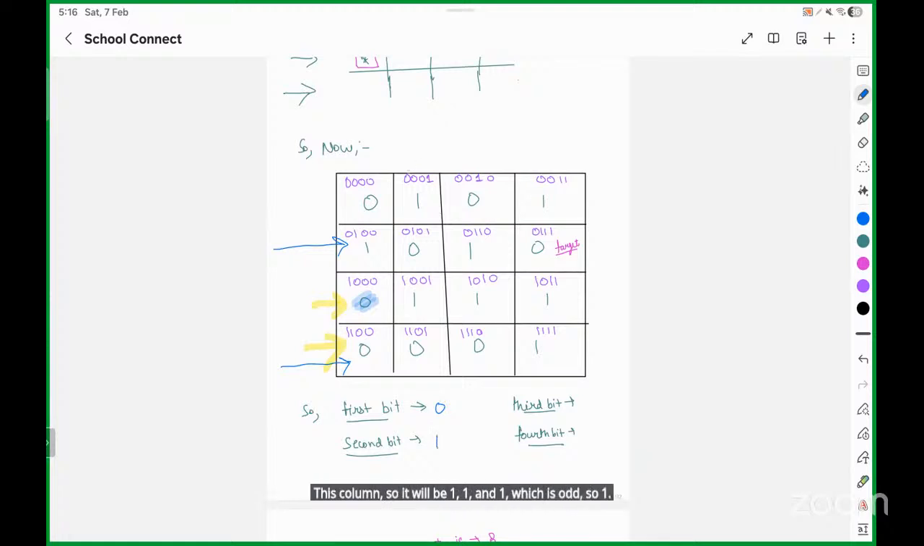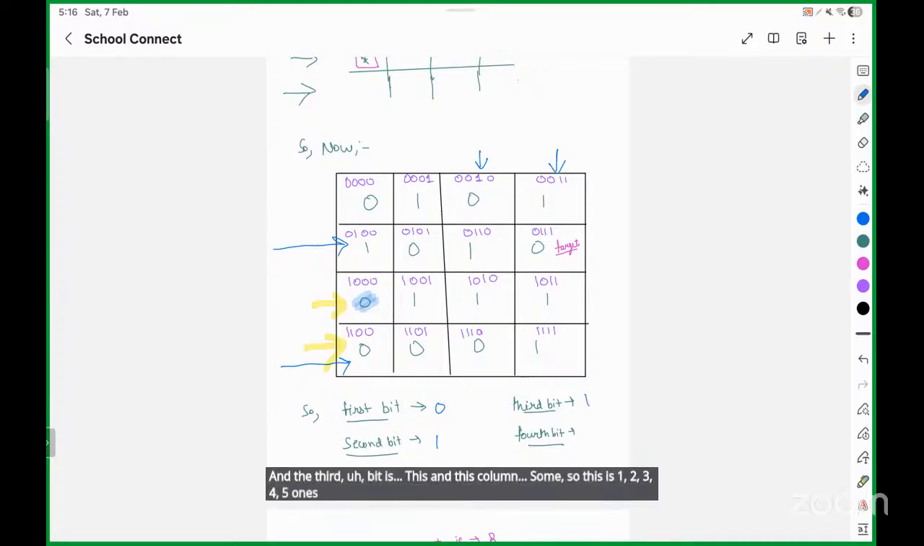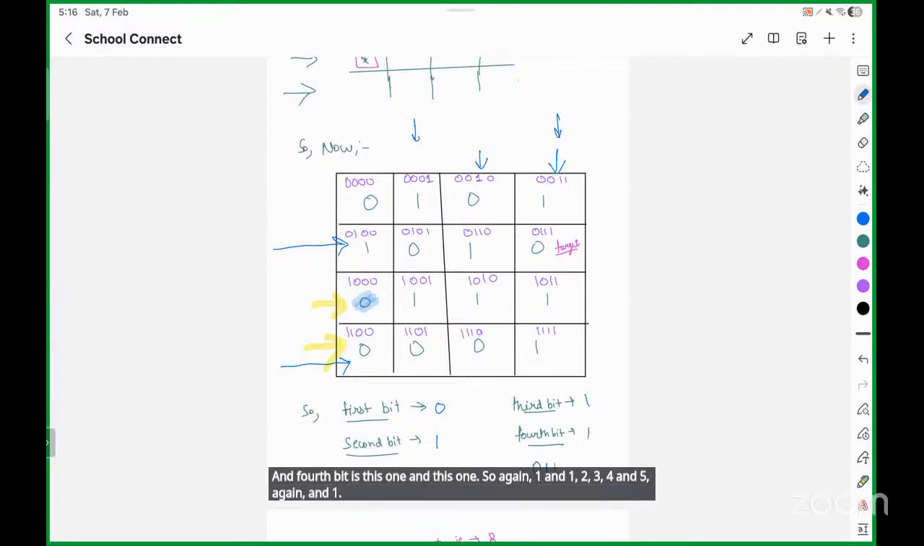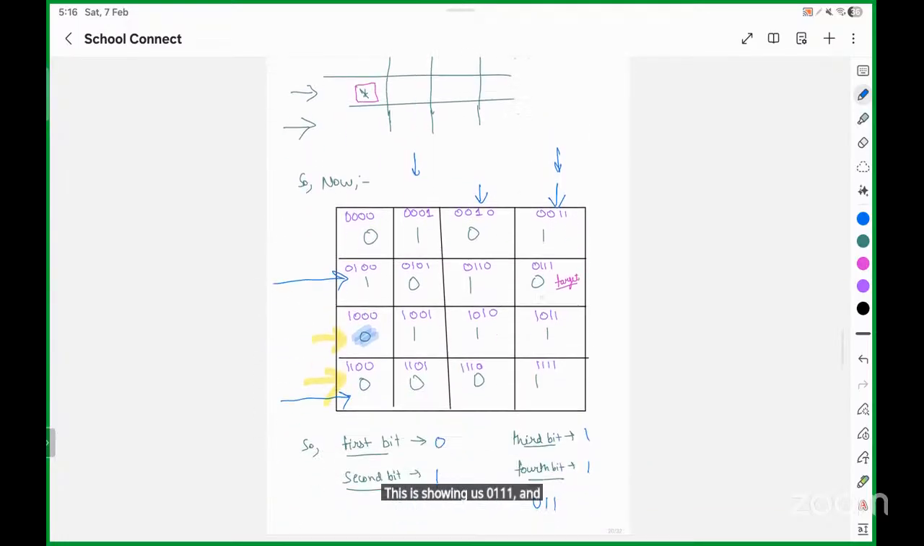And the third bit is this and this column sum. So this is one, two, three, four, five ones. So again one. And fourth bit is this one and this one. So again 1 and 1, 2, 3, 4 and 5. Again 1, 1. This is showing us 0, 1, 1, 1, and this is telling us that the key is behind this seventh door.